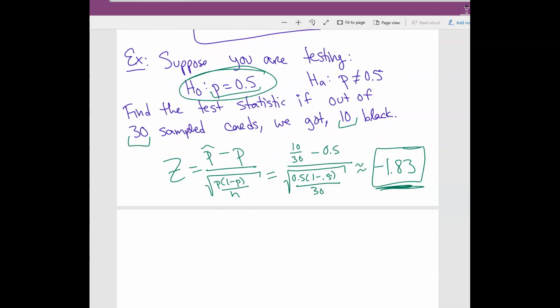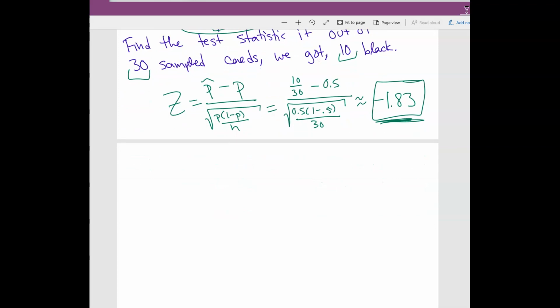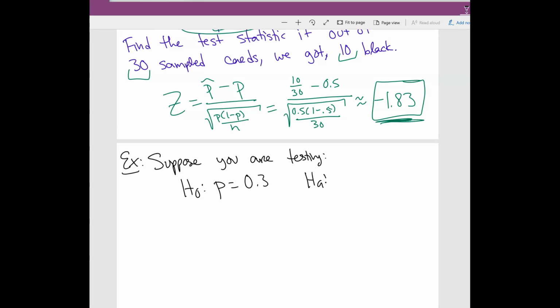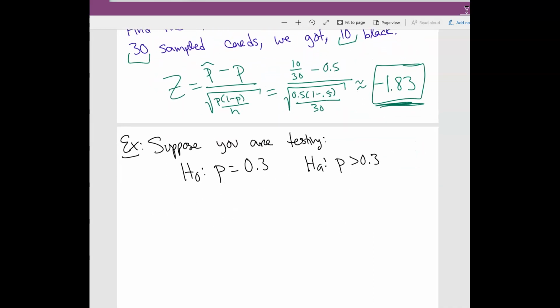All right, let's practice again. Let's say we have another example, just so that we can practice finding test statistics. Suppose you are testing the following. H0 is p equals 0.30, and HA is that p is greater than 0.3. I don't know, something like that. Let me just tell you what p hat was. If p hat was 0.5 with n equals 100, find the test statistic.